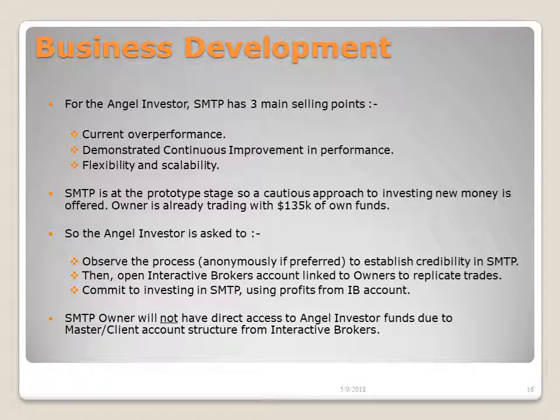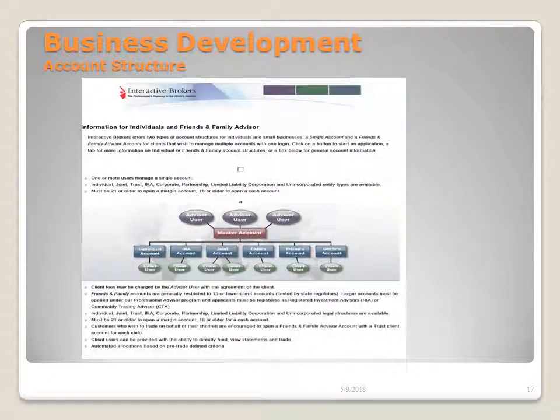It is important to note that the owner will not have direct access to any angel investor funds due to the master/client account structure from Interactive Brokers. SMTP uses an Interactive Brokers account for trading. The account structure is illustrated here, showing a master account controlled by an advisor on behalf of various client account types. This is expected to be the basis for any future business relationship with angel investors.